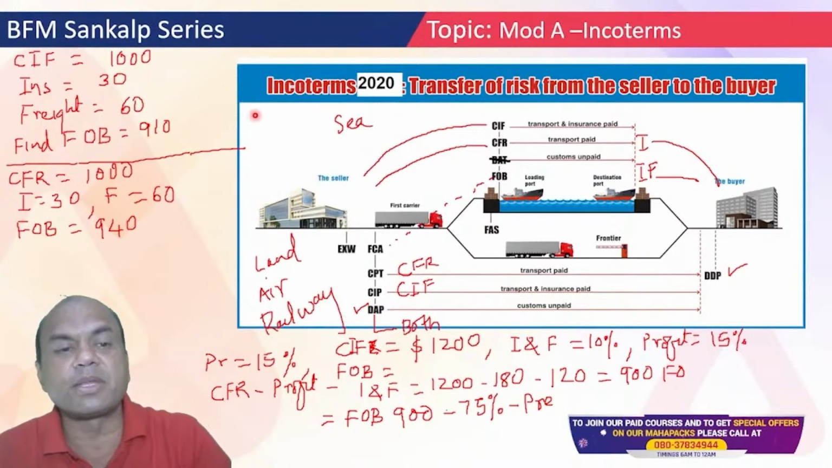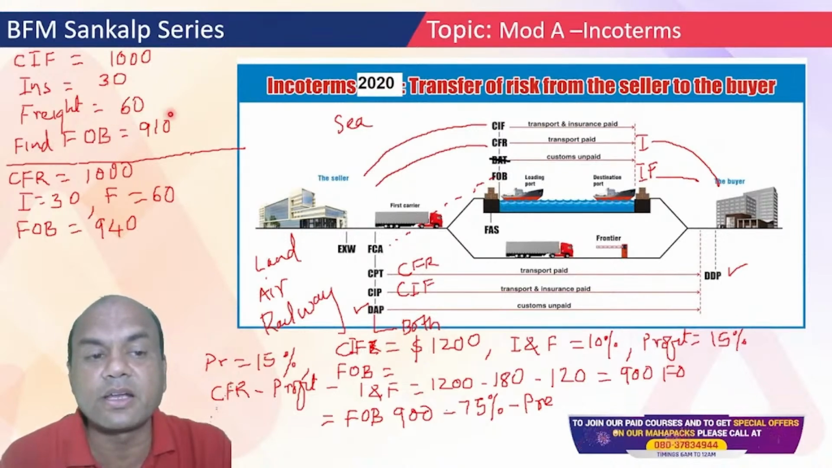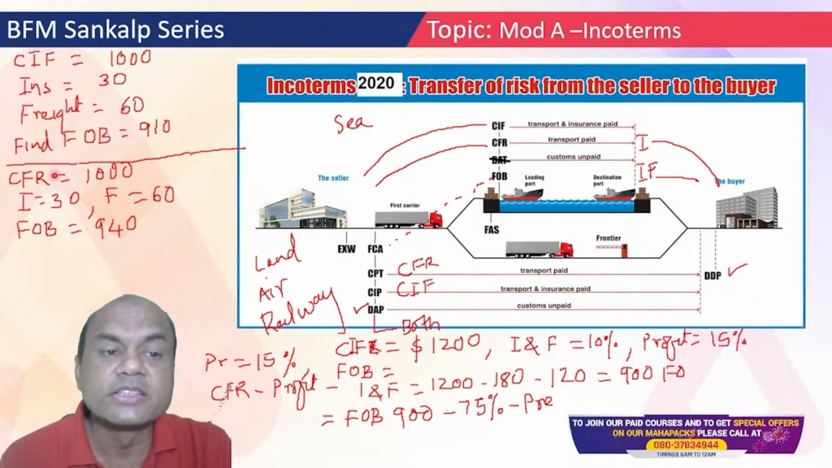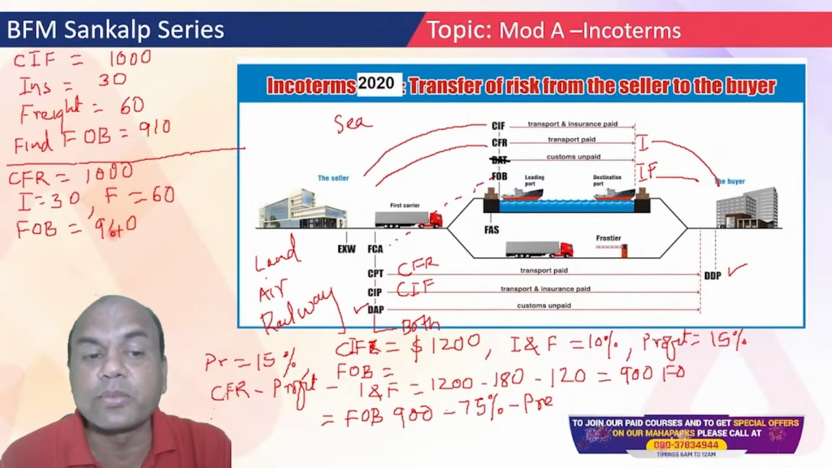See, this is the example I have given. Suppose I am having CIF of 1000, insurance is 30, freight is 60. Then my FOB will be what? 1000 minus 90, 910. Now CFR, cost and freight, it is 1000. Insurance is 30. Freight is 60. Then FOB will be what?